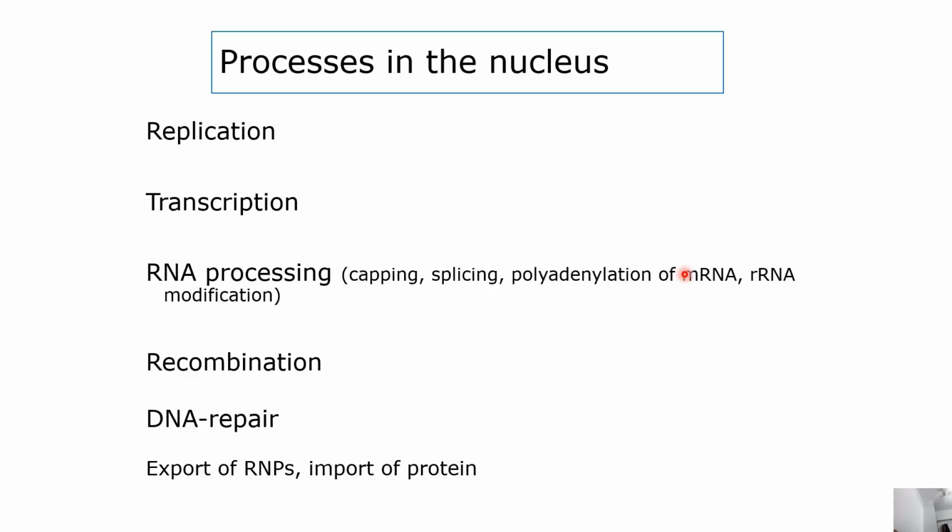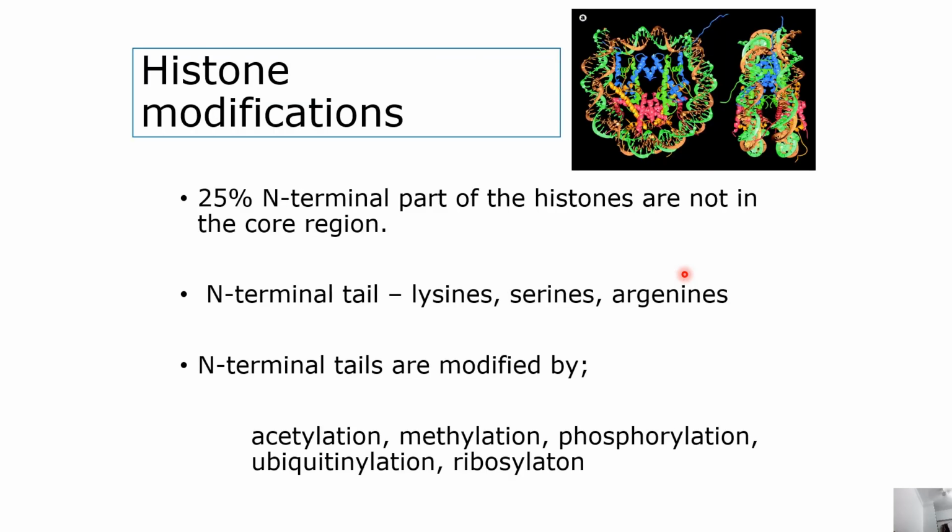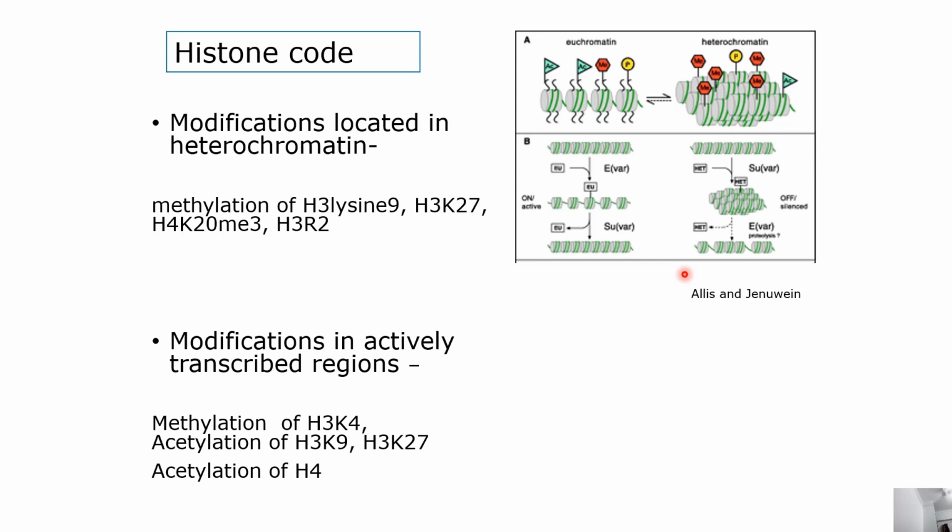The processes of the nucleus include replication, transcription, RNA processing, recombination, DNA repair, export of RNAs, and import of proteins. Now, if we talk about histone modifications, the N-terminal tails of the histones are modified by acetylation, methylation, phosphorylation, ubiquitination and ribosylation. Modifications located in heterochromatin include methylation of H3 lysine 9 and H3K27, while other modifications mark actively transcribed regions.